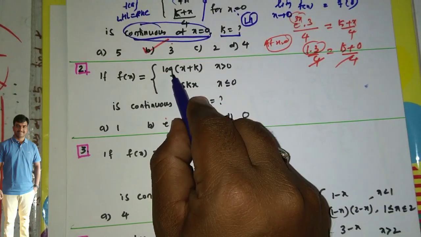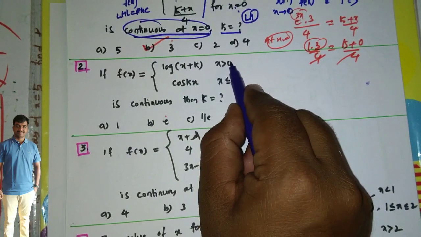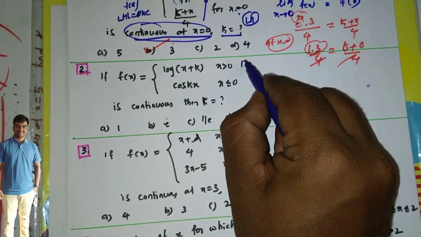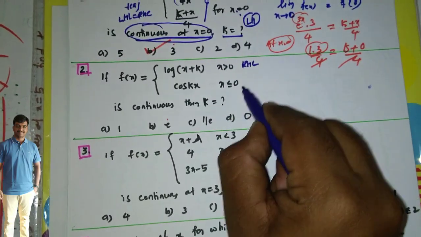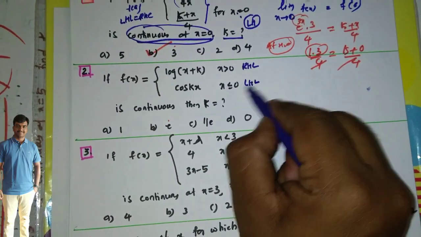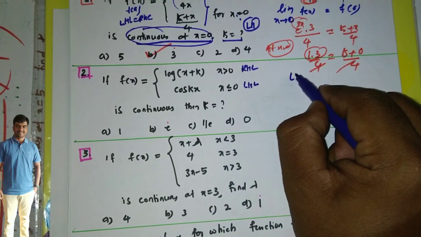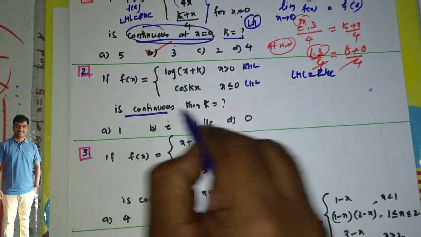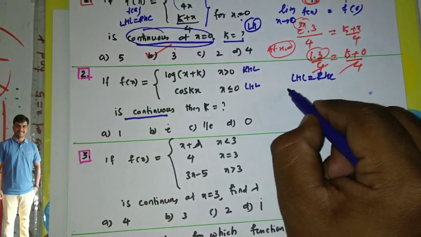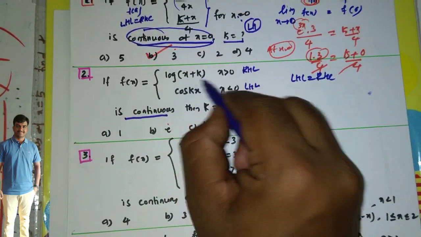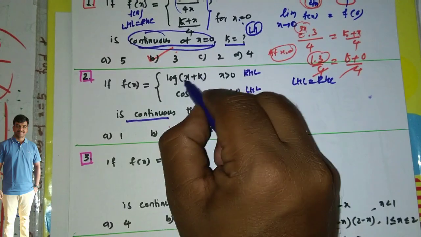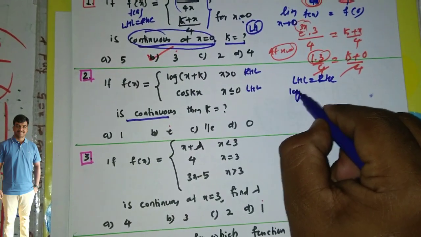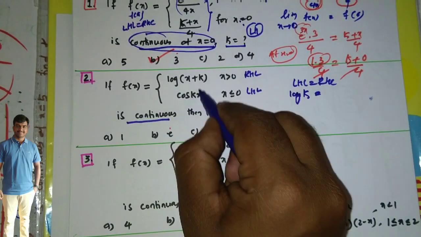If f of x is equal to log of (x plus k) for x greater than 0, and cos kx for x less than or equal to 0. Here we define RHL for x greater than 0, and here you define LHL and f of 0. Now you simply make LHL equal to RHL because the function is continuous. So directly you take the value log of x plus k. If you put x equal to 0, you get log of 0 plus k, that is log k.